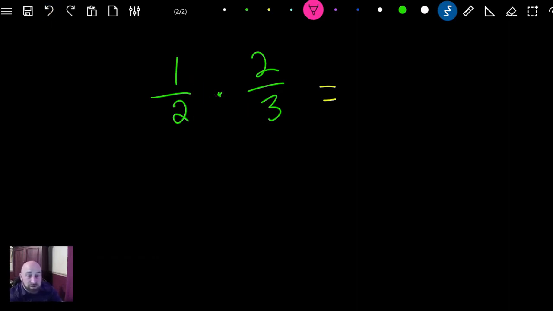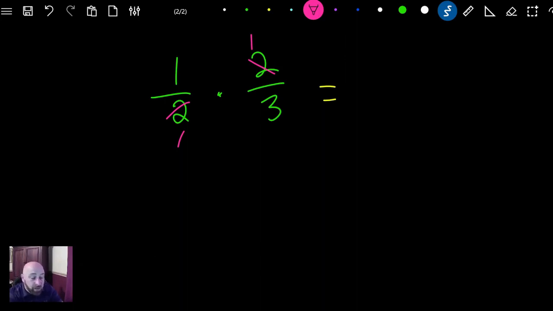1 and 3, there's no GCF there that's going to work. 1, but it doesn't help you. Here, I can divide both of these by 2 and get 1 and 1. Okay? So in other words, I can cancel these to 1 and 1. You understand? The 2 goes into both those. 2 goes into 2 1 time. 2 goes into 2 1 time. So both of those turn into a 1.